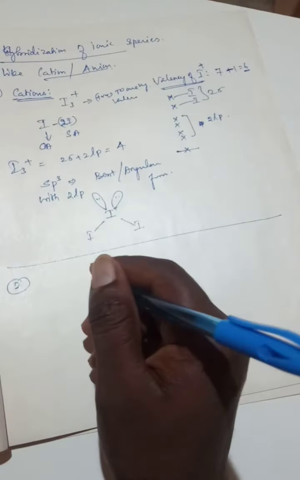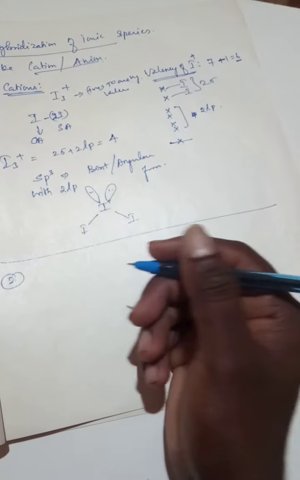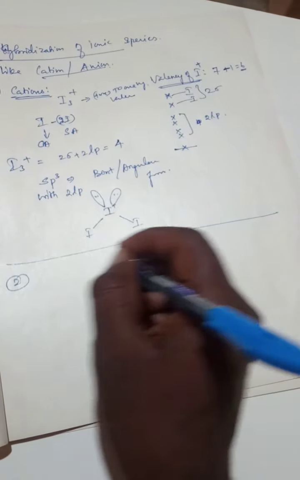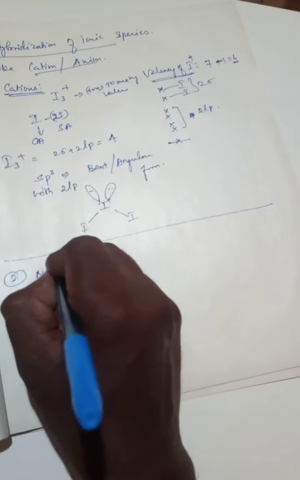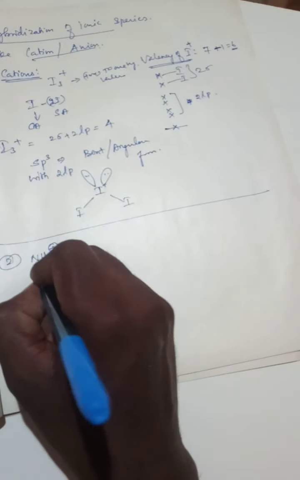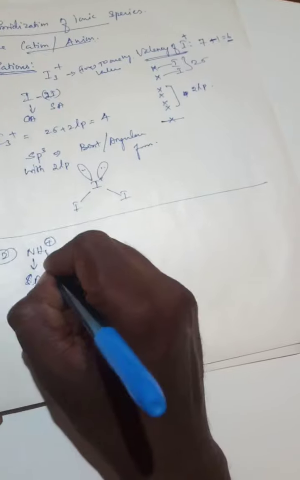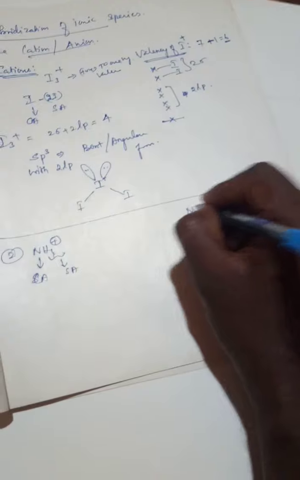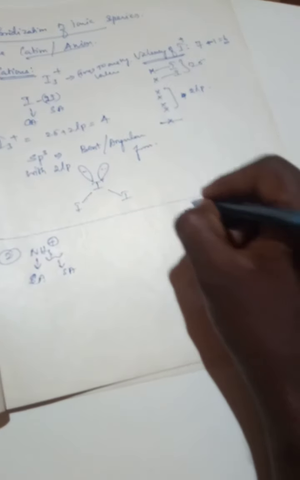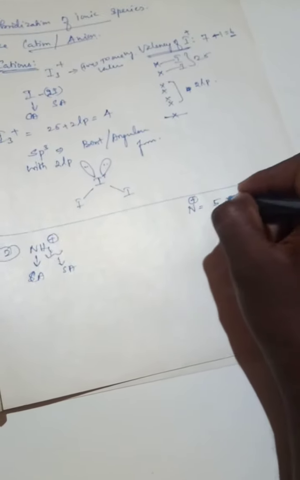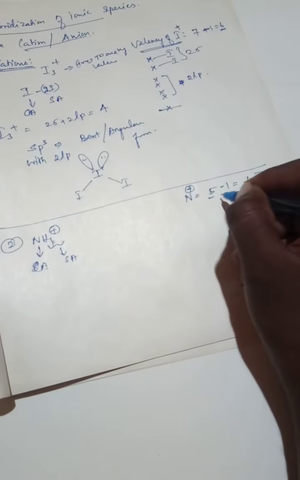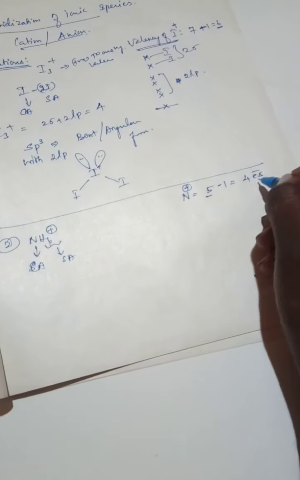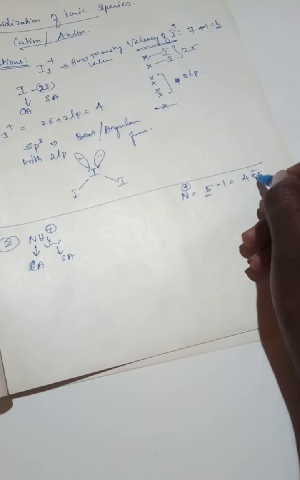One second. Any other cation? For example, NH4 plus. Nitrogen is the central atom and 4 hydrogens are the surrounding atoms. The valency of nitrogen is 5, but with the positive charge, 5 minus 1 gives 4 electrons present in the nitrogen. The positive charge removes 1 electron, so 4 electrons remain in the nitrogen valence shell.